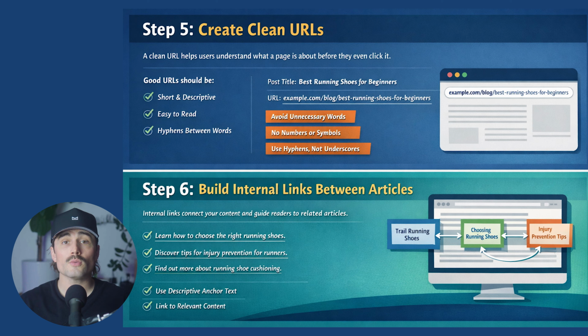For example, if you write an article about trail running shoes, you might link to other articles, such as how to choose running shoes, injury prevention for runners, running shoe cushioning explained. Use descriptive text for your links. Instead of writing "click here," link using phrases that describe the content. For example, "learn how to choose the right running shoes." This helps both readers and search engines understand what the linked page is about. Over time, these internal links create a strong network of related content.